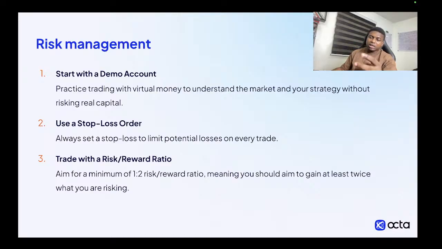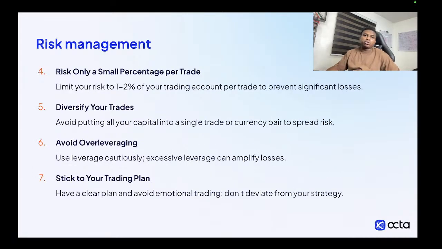Also, it's important you use a stop loss order. Okay? Trade with a risk to reward ratio. Aim for a minimum of 1:2, which is risk ratio of 1 and reward ratio of 2. Meaning you should aim to gain twice as much as what you are risking. Now, you also need to keep in mind that you risk only a small percentage per trade. Diversify your trades, so don't put all your eggs in one basket.